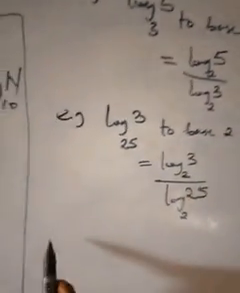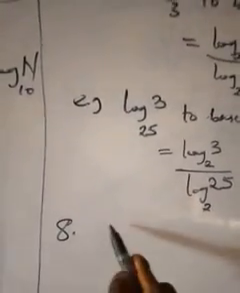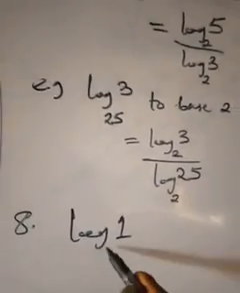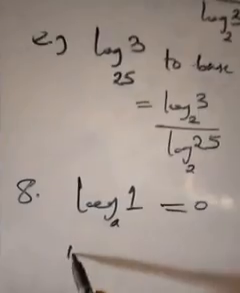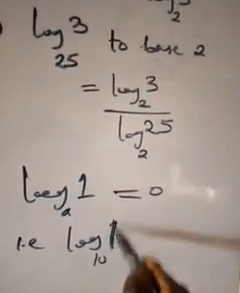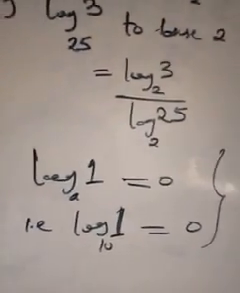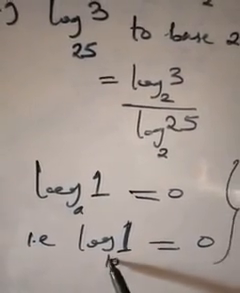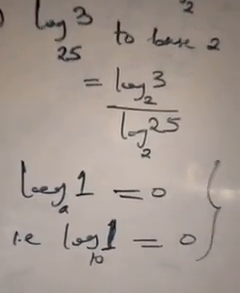Then the last of the theorems is log 1 base a is going to give us 0. That is, if we have log 1 base 10, it's going to give us 0. Even on our calculator, if we press log 1, it's going to give you 0. Why? Because the natural base that we have is already base 10. So any logarithm that has to do with 1 is going to give us 0.